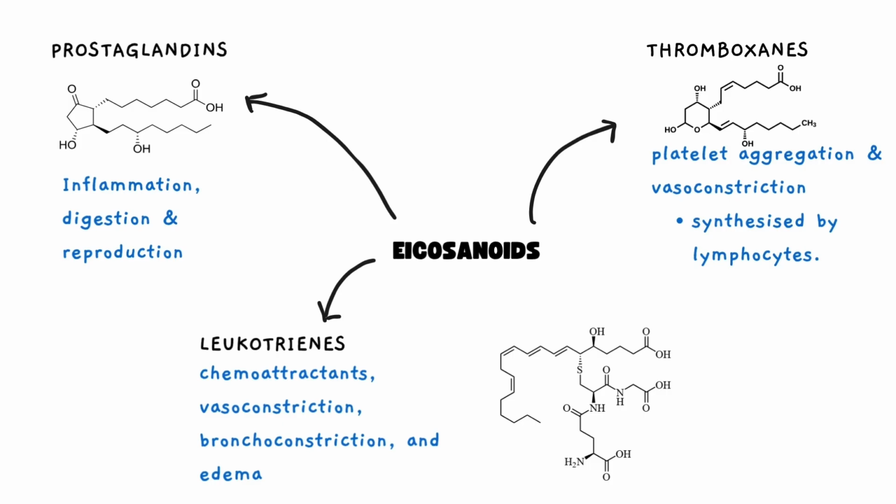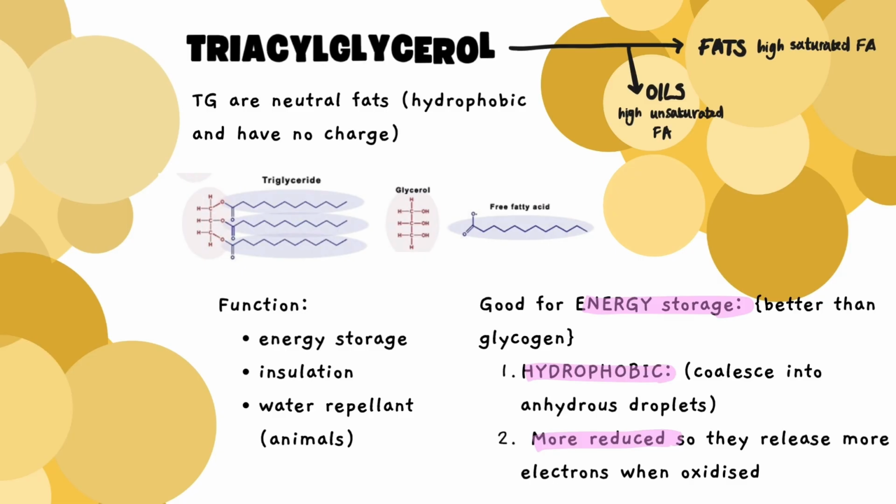For leukotrienes, they are chemoattractants, so they attract white blood cells from the immune system. They're vasoconstrictors and bronchoconstrictors, so two constrictive functions, which is like thromboxanes being vasoconstrictors as well, and edema. So for leukotrienes, there's a triene group. For prostaglandins, they are involved in inflammation, digestion, and reproduction, and they have a signature cyclopentane ring, which you can see on the left of the structure, as well as hydroxyl groups at C11 and C15.